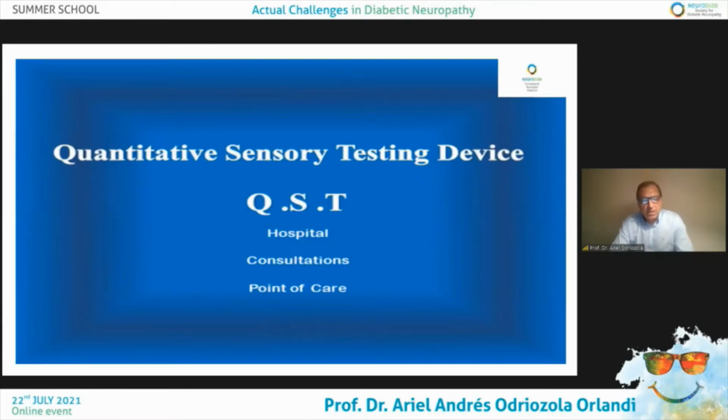What about the QST and small nerve fibers according to the Toronto Consensus of Neurodiab? In diabetic patients, to grade small nerve fibers at definitive diagnosis, the presence of length-dependent symptoms, clinical signs of small fiber damage, normal sural nerve conduction study, and altered skin biopsy density of nerve fibers at the ankle, and/or abnormal quantitative sensory testing thermal threshold at the foot.